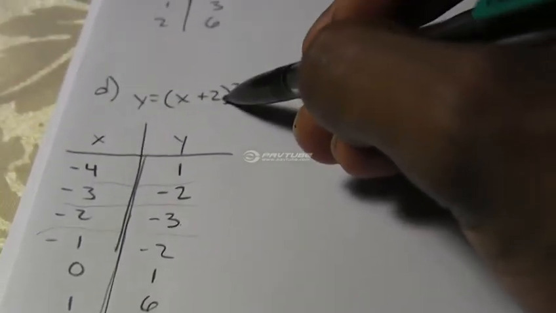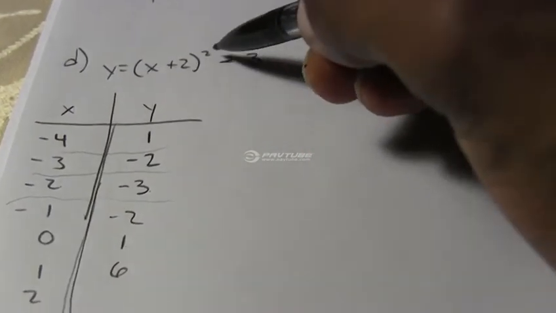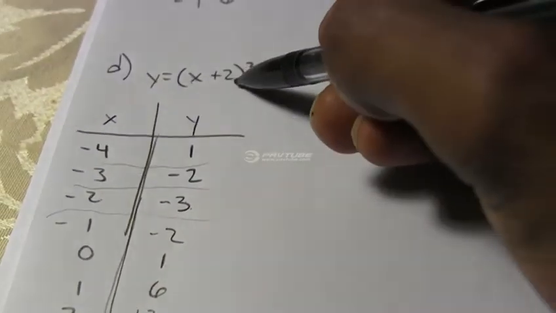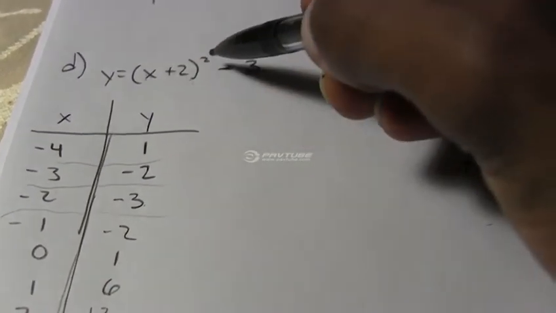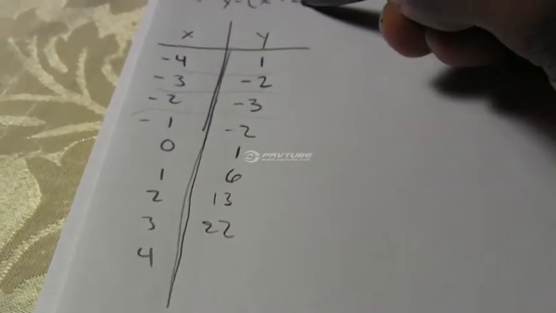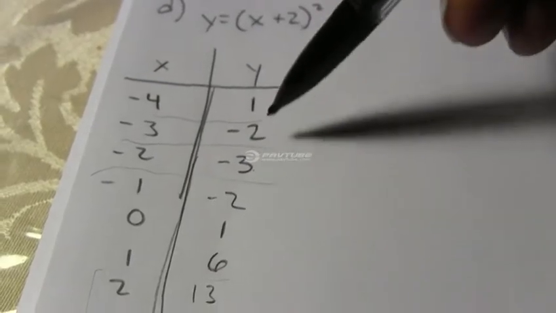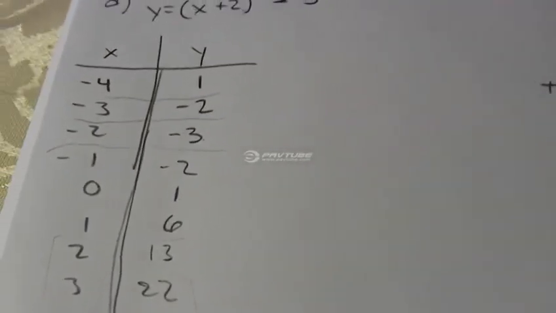And these numbers are going to start getting really big. 2 plus 2 is 4. 4 squared is 16. 16 minus 3 is 13. 3 plus 2 is 5. 5 squared is 25. 25 minus 3 is 22. 4 plus 2 is 6. 6 squared is 36. 36 minus 3 is 33. Alright, so obviously we're not going to do all of these. These are huge. But here, this is the key, right in here. Alright, so let's just go ahead and knock these out.